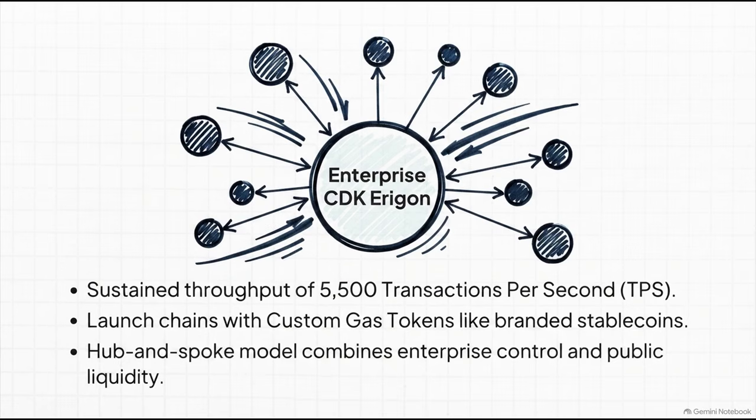And for institutions that need maximum performance, well, they don't just use public chains. They build their own using the Enterprise CDK Aragon stack. This tech supports an absolutely incredible 5,500 transactions per second, which is right up there rivaling Visa. Plus, it lets companies create custom gas tokens. Seriously, a logistics company could literally launch a chain where transaction fees are paid in shipping credits. They basically build their own private hub for maximum control, and then connect it via the AG layer to the public spokes for deep liquidity. It's the ultimate strategic blueprint.